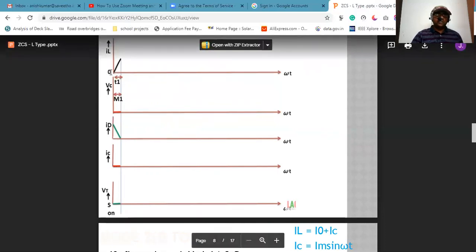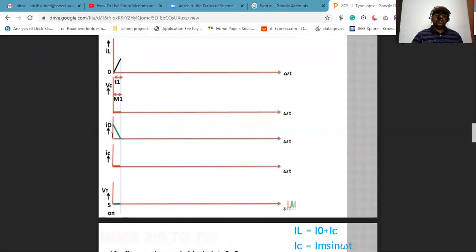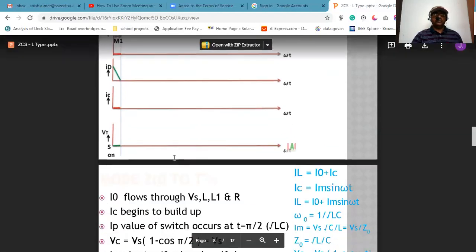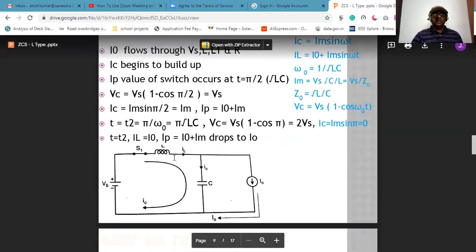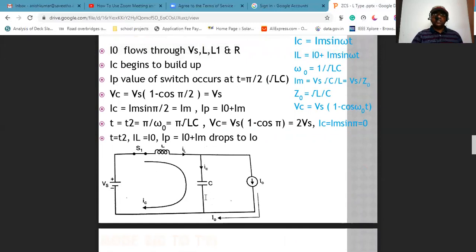At time T is equal to 0, the switch is on, so the inductor current starts increasing. Initially, the load current flows through this diode, and the load current starts decreasing. And when it comes to time T1, the diode gets turned off because I out is equal to IL. So this current is called zero current. Mode 2. This is the diagram for mode 2. Now the diode is removed and the capacitor is connected.